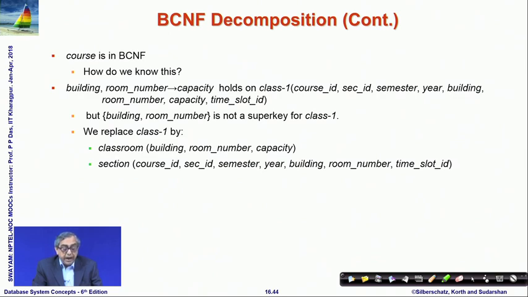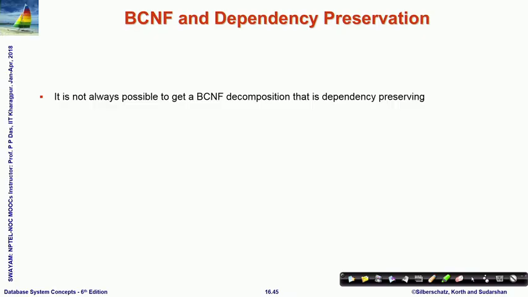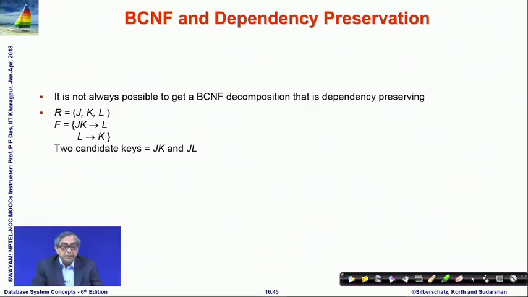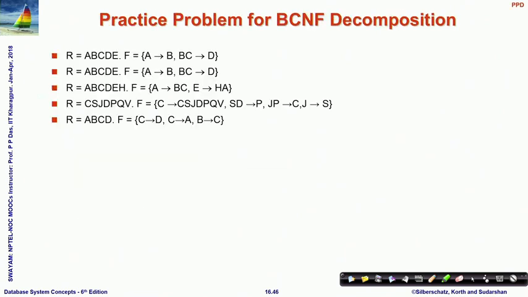So, you split it again and you replace class in terms of two new relations, classroom and section, and both of them are in BCNF and you are done with this. But BCNF, as I am again warning you, does not preserve dependencies. It gives you lossless join, but it does not preserve the dependencies. So, it is not always possible to decompose into BCNF with dependency preservation. Here is an example which we saw a little earlier, and there are two candidate keys. R is not in BCNF, you can clearly see, and any decomposition will fail JK determining L, and that will require a join. So, this will not preserve the dependencies in terms of the decomposition.